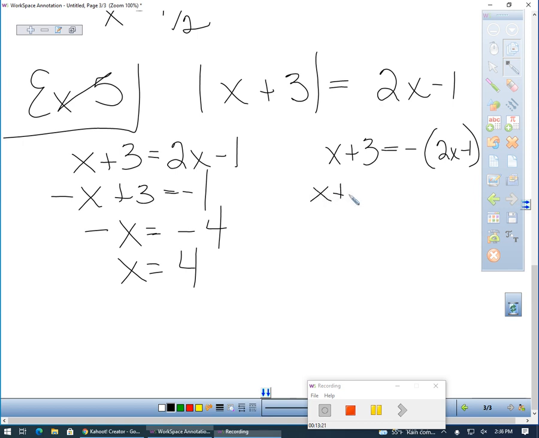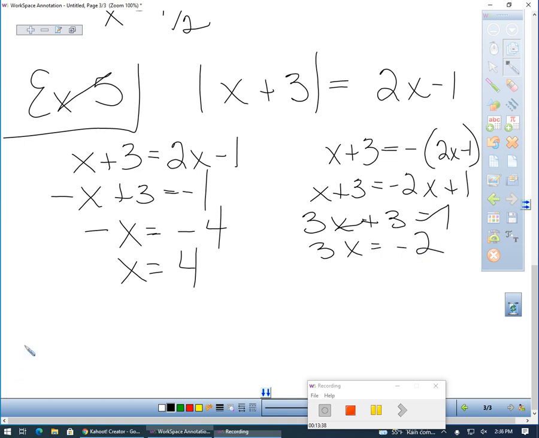Over here, x plus 3 equals negative 2x plus 1. Right? So I'm going to move my x to this side. I get 3x plus 3 equals 1. Subtracting 3 to that side, I get 3x equals negative 2. X equals negative 2/3.